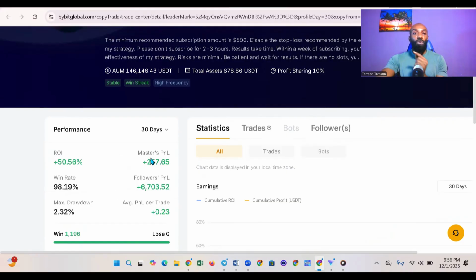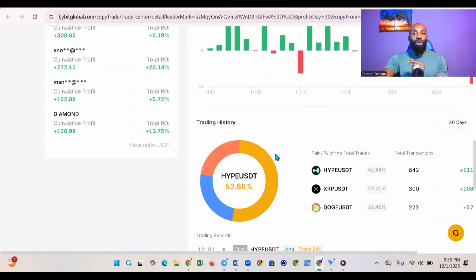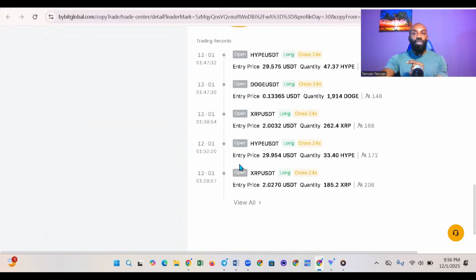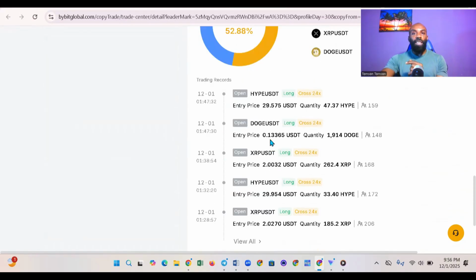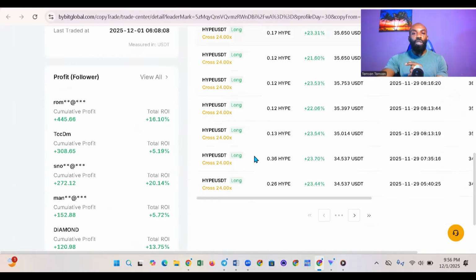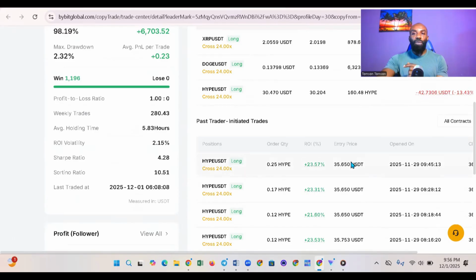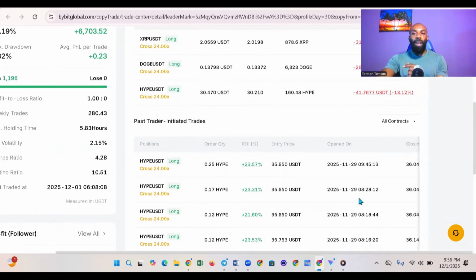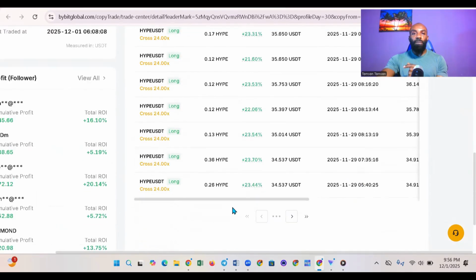And if you want to see some of his trades, you're going to click on this that says trade here, okay? Then you're going to come down here. You can see his trades here. He trades Doge, Hype, and XRP. These are his trades here. If you click more, you'll be able to see more of his trades here, right? You can see most of his trades actually are positive trades. You can see them here, okay?